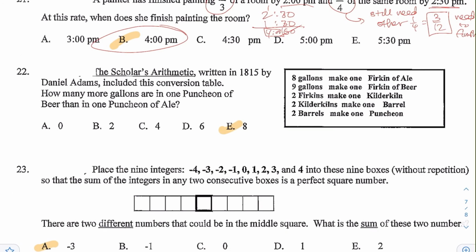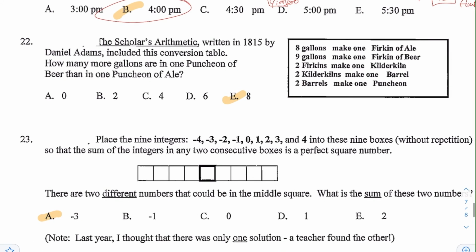Next, number 22, the scholar's arithmetic, written in 1815, includes this conversion table. How many more gallons are in 1 puncheon of beer than in 1 puncheon of ale? So here you have to convert 1 puncheon of beer and 1 puncheon of ale. So in terms of the puncheon, you know that 2 barrels make 1 puncheon. So for the beer, it's 1 puncheon, which is equal to 2 barrels.